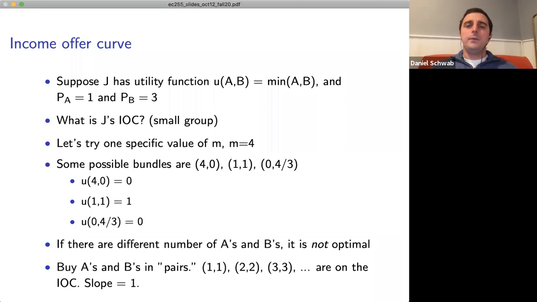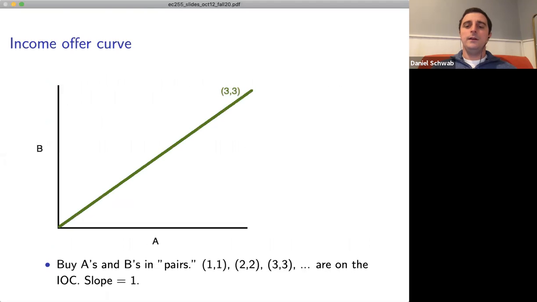Okay, so we've seen similar results before, just that you want to buy these items in pairs. So the idea here is that on your IOC, you're going to see 1, 1, 2, 2, 3, 3, all of those different goods, and the IOC will have a slope of 1. So this is what that IOC would look like in this example. It's just an upward sloping line. You can think about y equals x or something like that.